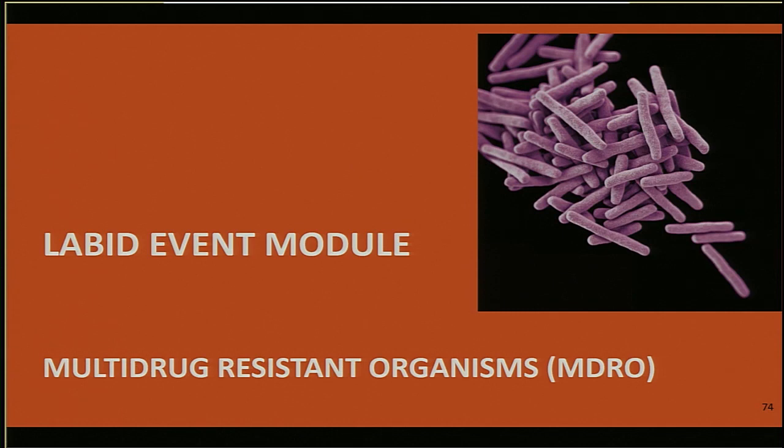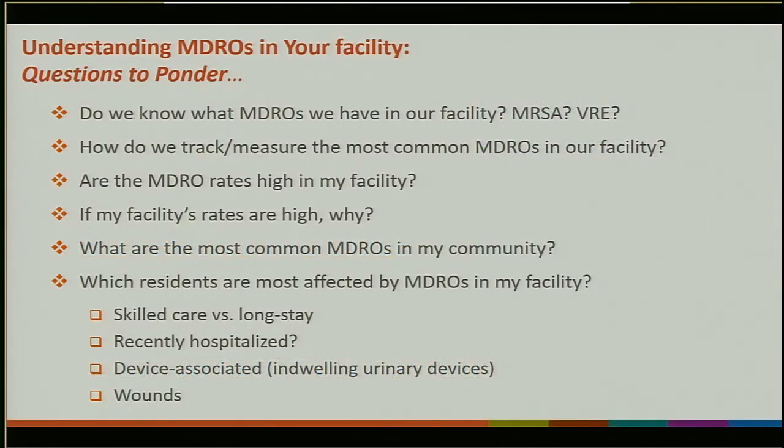So now I just want to move over to the MDRO, or multi-drug resistant organism module. And this is very similar. Some questions to ponder if you're thinking about potentially adding MDROs to your surveillance plan: do you know what MDROs are most prevalent in your facility? Is MRSA prevalent, or VRE, or CRE? If you're not sure, then maybe surveillance is a good option for you.